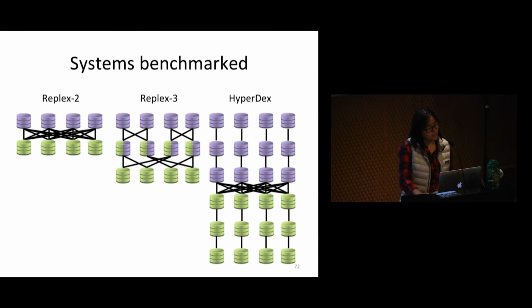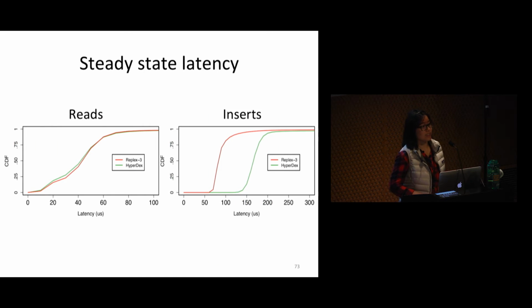So here's steady-state latency results. It's pretty clear that reads are supposed to be the same for both the Replex 3 and HyperDex systems because both of them are creating indexes on whatever queries are being asked in this benchmark. So that's fine. The key thing to observe is that inserts in Replex 3 take half the amount of time as inserts in HyperDex, and this is because we only need 3 network hops because we only have 3 replexes, and HyperDex has 6. Because you need to visit 6 replicas in the HyperDex case.